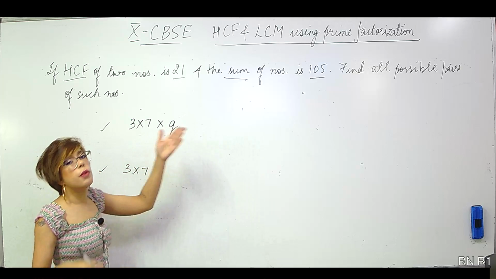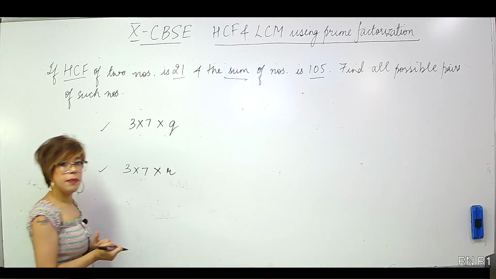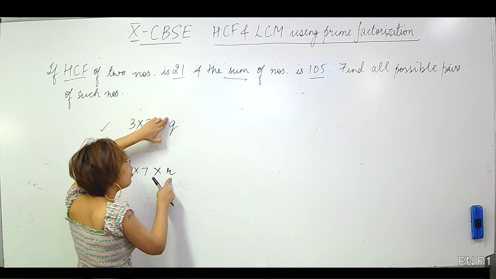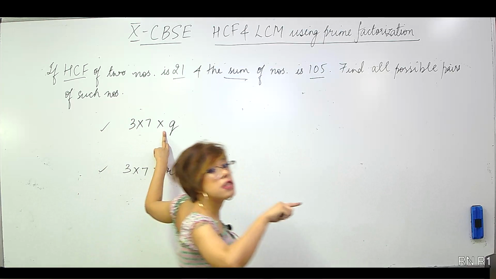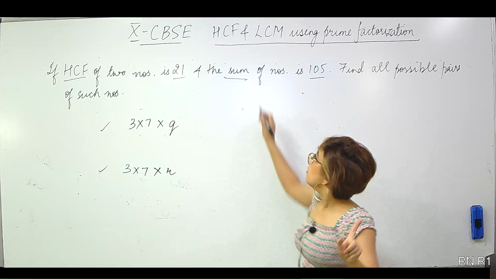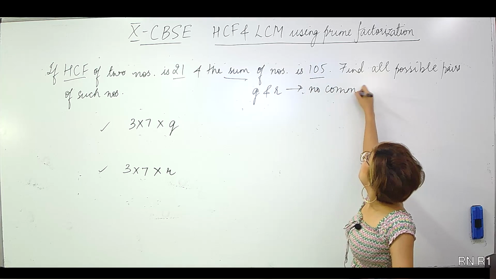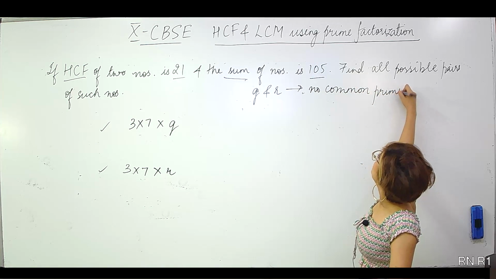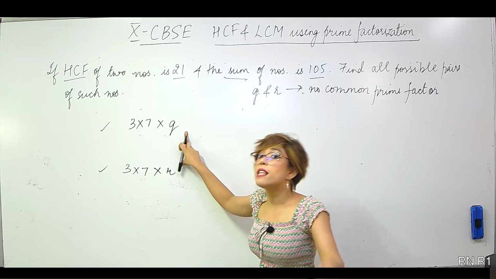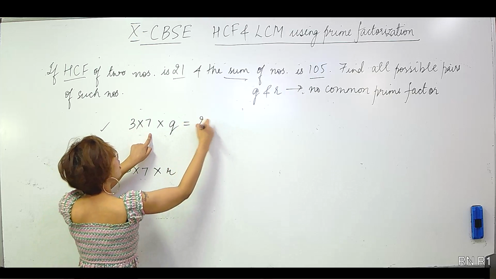So either prime or product of prime, so basically composite. Then I can have more prime factors. Mind it, since HCF is 21, that means Q and R do not have any common factors. In fact, Q and R do not have any common prime factor. Very important, because if there is a common prime factor, the HCF would change. Right? So basically this number becomes 21Q.